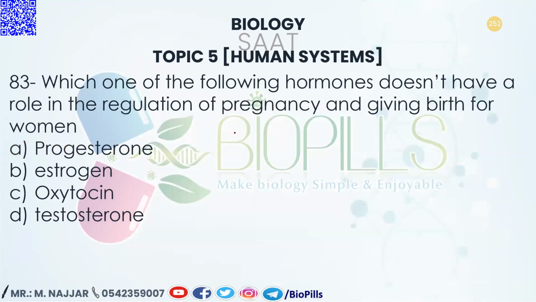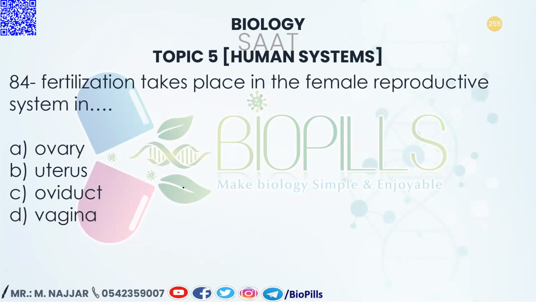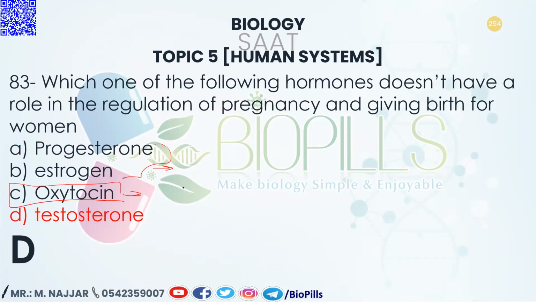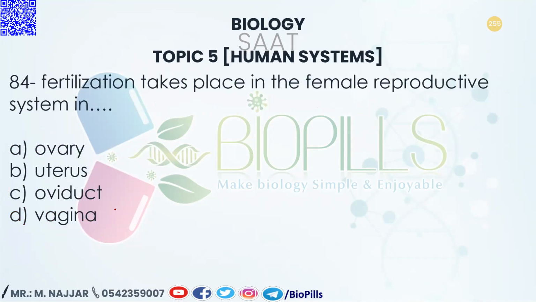Question number 83. Which one of the following hormones doesn't have a role in the regulation of pregnancy and giving birth for women? Progesterone, estrogen, oxytocin, they do, but what has no relation to the process at all? It is the male sex hormone, testosterone. Progesterone and estrogen maintain the lining of the uterus and increase the blood flow to the baby. And oxytocin is very important in the process of labor or giving birth, but testosterone has no relation.